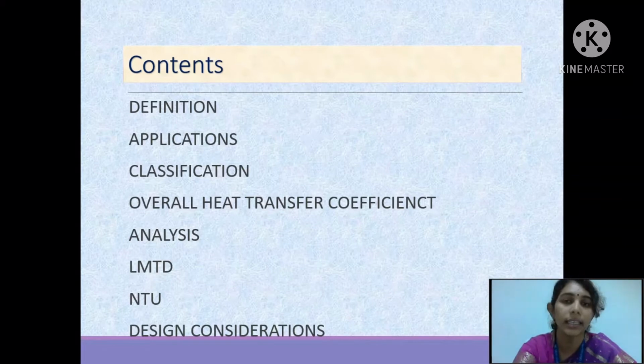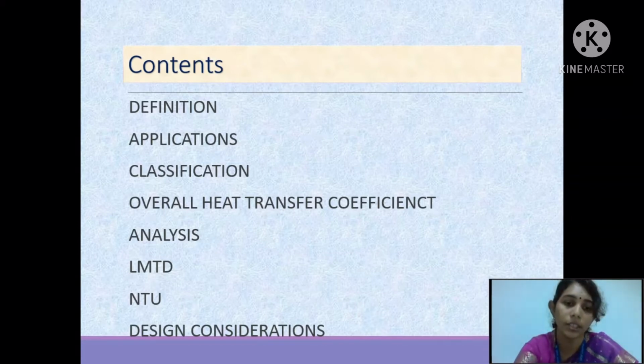Next is analysis. Before every design part, we are going to see what type of analysis has to be done. So that we'll be studying. And since this type of exchanger is going to involve temperature difference, we'll have to determine this temperature difference. For that, we'll be studying about log mean temperature difference. And there's one more method of analysis that is called NTU, that is effectiveness number of transfer units. That also we'll be seeing.